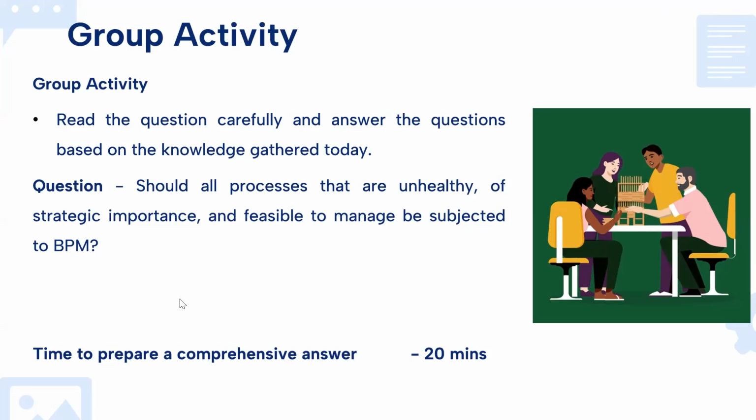Okay, so what would be the answer? Should we select all the particular processes that are unhealthy, of strategic importance, and feasible to manage, or else do we have to select only a few of those things? What would be the answer?